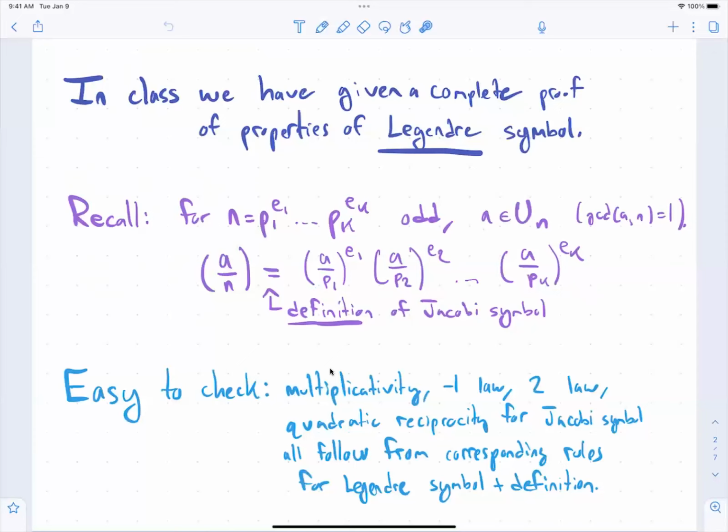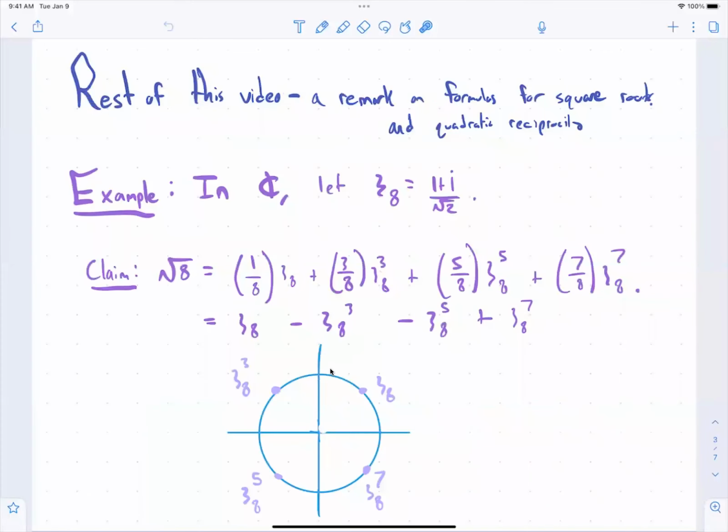Okay, so I want to talk a little bit more about quadratic reciprocity in the rest of this video. I don't want to say much, I just want to give you a different perspective on things, which I think is interesting and fun.